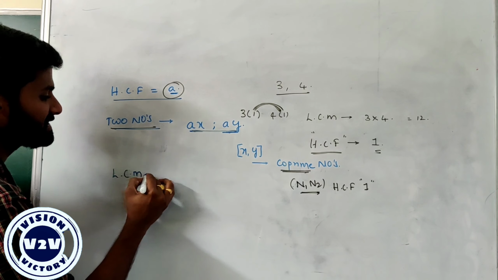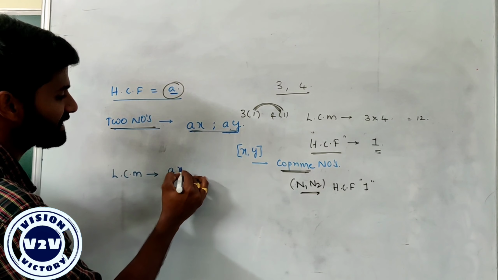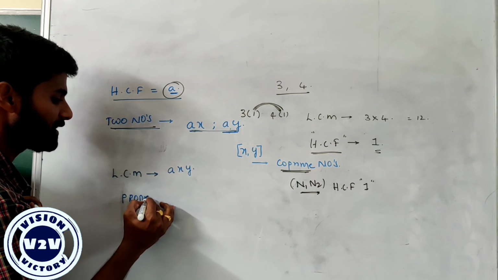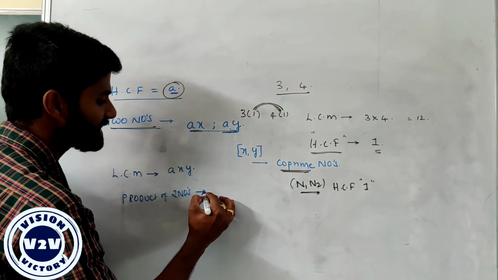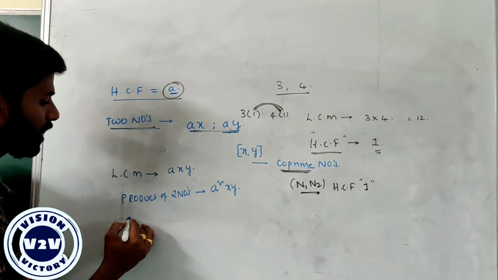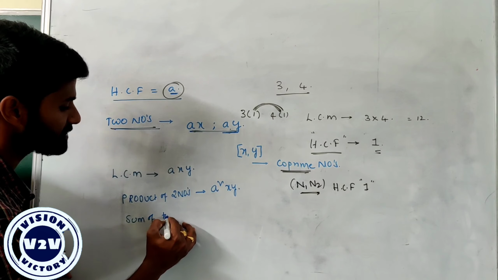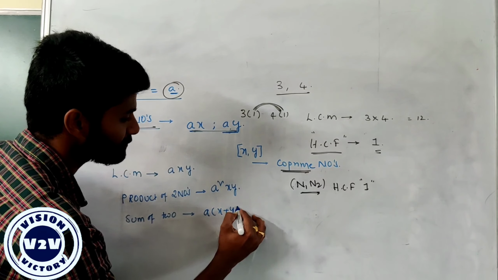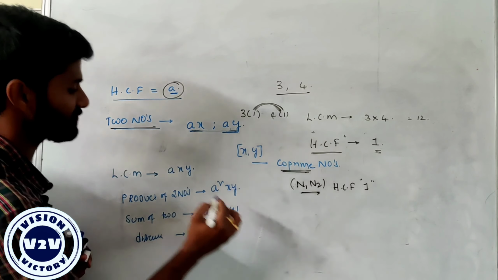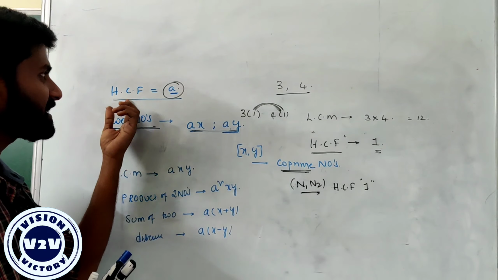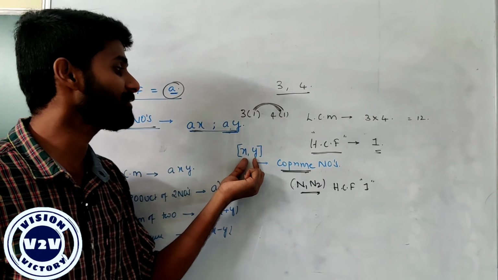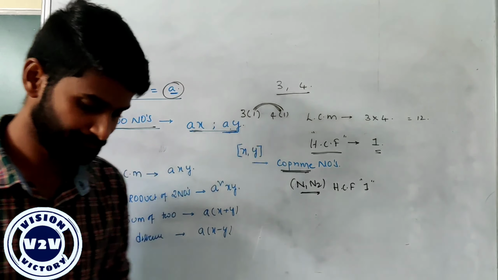Then for example, if the HCF is given, we can decide the numbers. If we want the LCM of those two numbers AX and AY, the LCM is decided as AXY. If you want the product of two numbers, the answer is equal to A square XY. Same thing, if the HCF is given and we assume two numbers, the sum of the two numbers is exactly equal to A into X plus Y. Clear? And if you want the difference of two numbers, the value becomes A into X minus Y. So you can go with any calculation. Just observe: if the HCF is A, the two numbers are AX and AY, but definitely X and Y always satisfy the co-prime number concept. Clear?